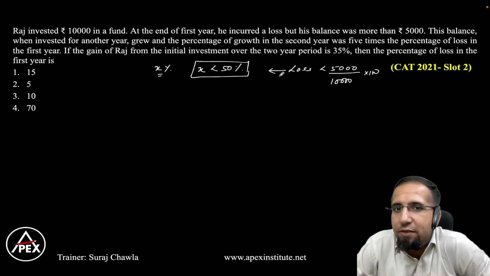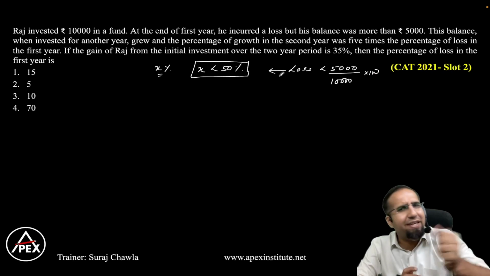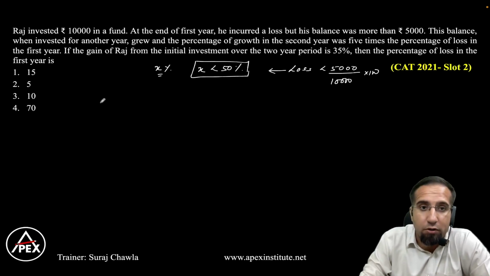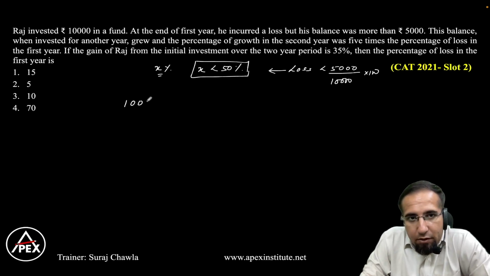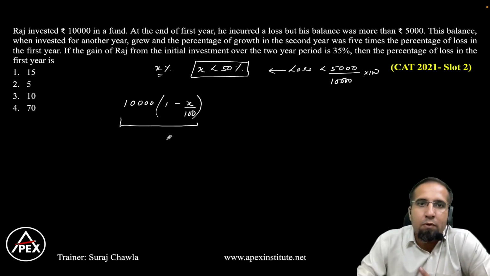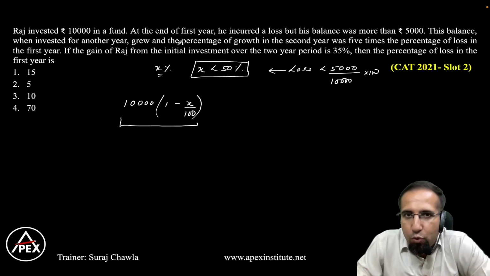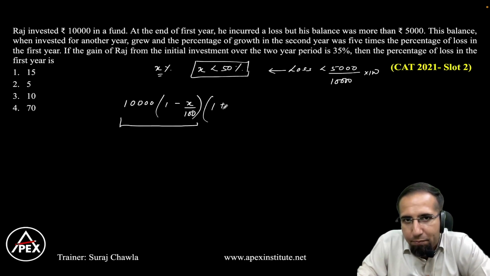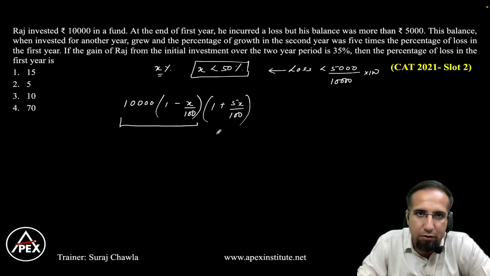This balance money, I can look at it from a percentage point of view: from 10,000, some X percentage is gone. So what is the balance left? That is 10,000 into 1 minus X by 100. Now this balance amount grew, and the percentage growth in the second year was 5 times the percentage loss in the first year. That means now this amount would be multiplied by the factor 1 plus 5x by 100.